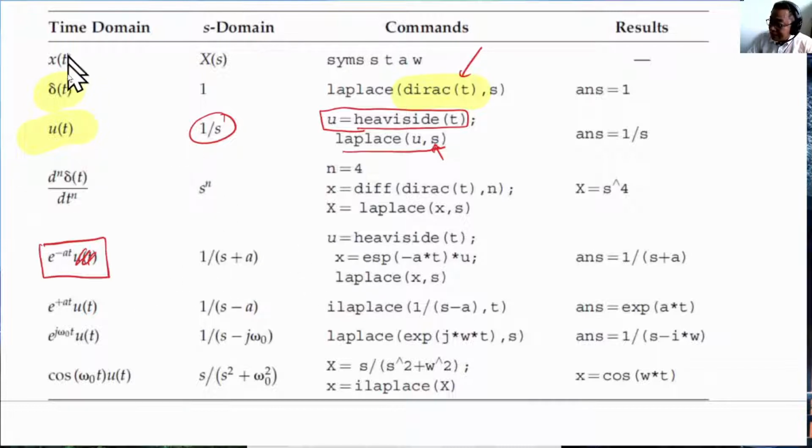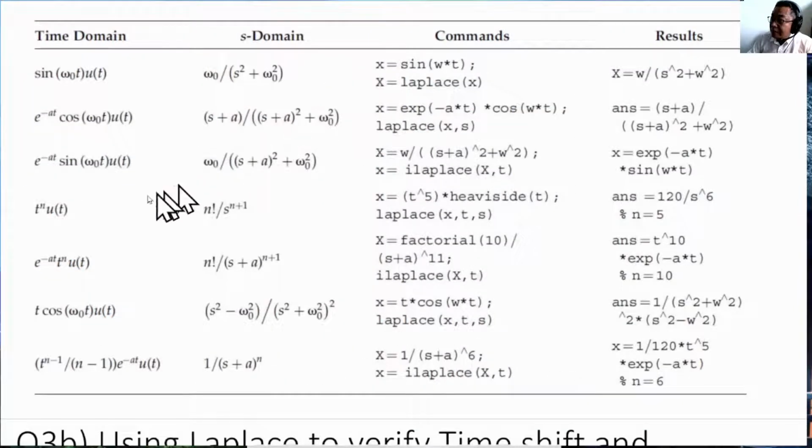So this is the time domain signal that you can type in using these commands, and this will be the results on the right hand side. You can compare the results on the right hand side with the table on this column. They are the same. These are more such commands. This column is the time domain representation. This is the lookup table of the time domain representation for the Laplace. This is the command used to perform the Laplace as well as the inverse Laplace, and this is the results generated by MATLAB.